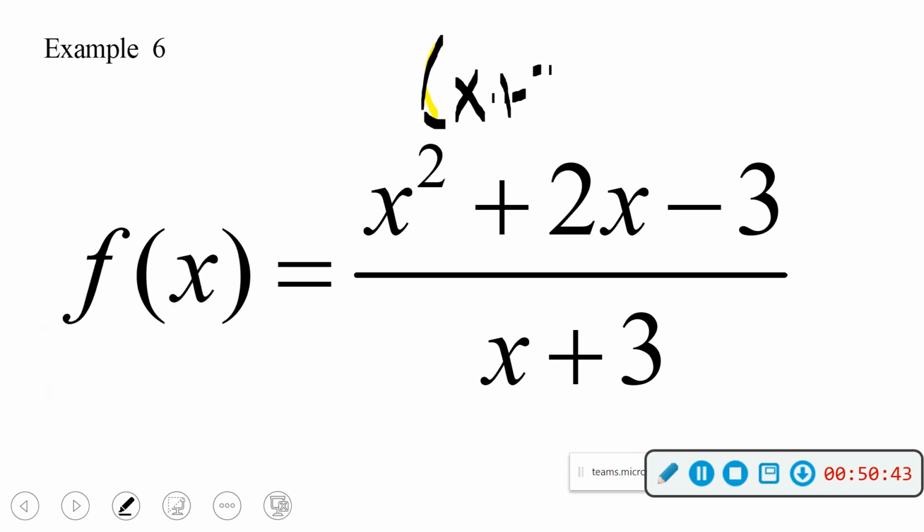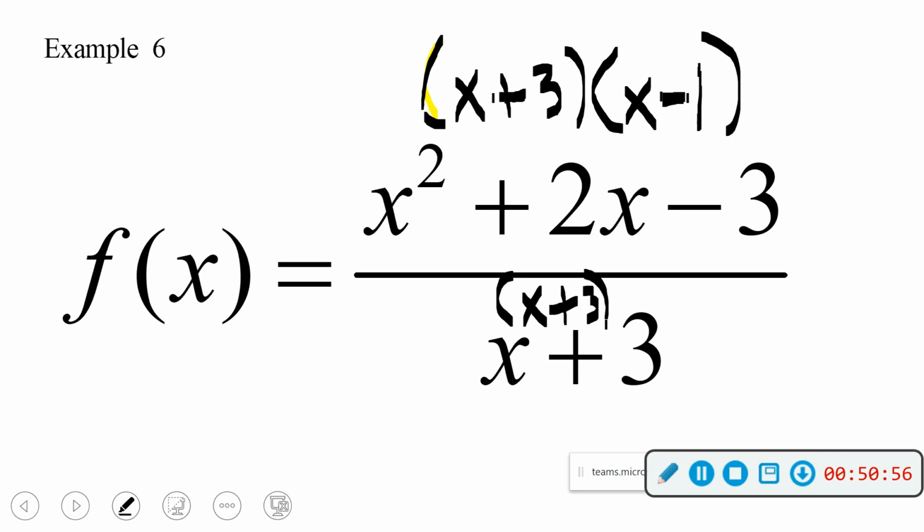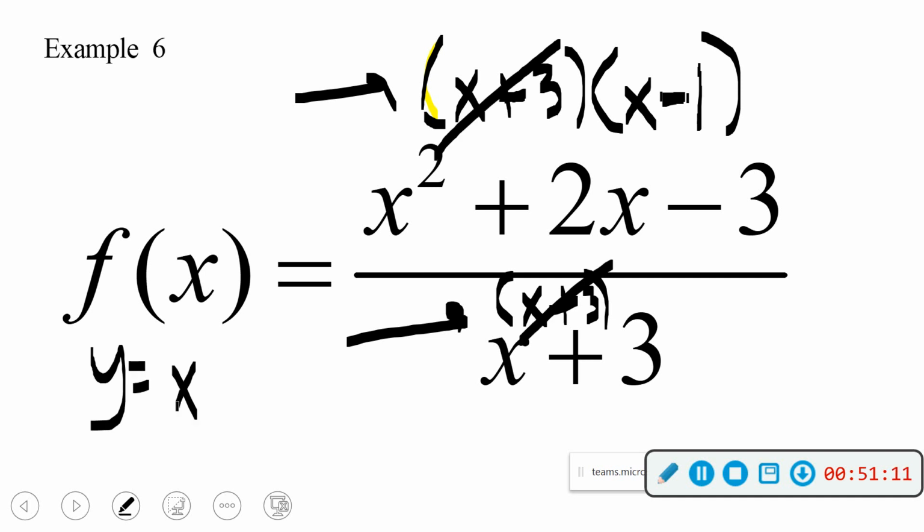x plus 3 and x minus 1. And then down here is x plus 3. Here's what I have on top and here's what I have on bottom. Now, how is this different than the last function? Well, the last function, when I factored, I was like, I can't cancel anything out. But here, look, I can cancel out. And all I'm left with is an x minus 1 on top.